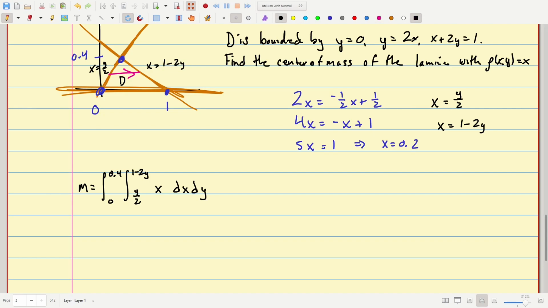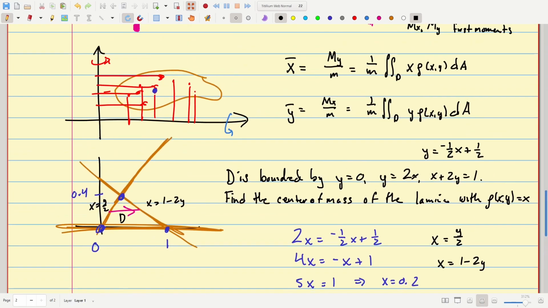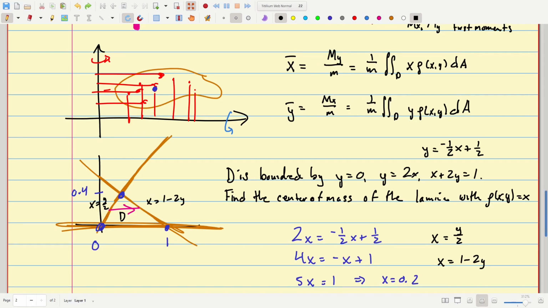Now, we're doing mass first because we have to do the mass in order to find these values. So I have to know the total mass first, and then I do the integrals for the moments.